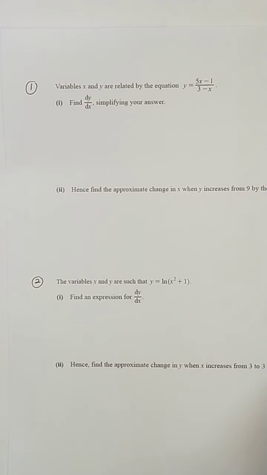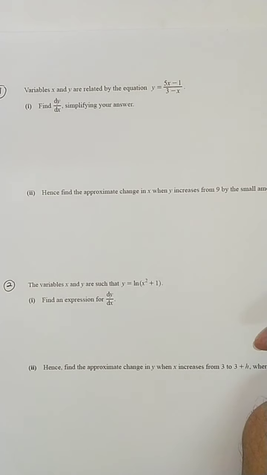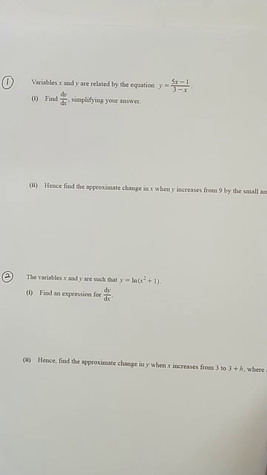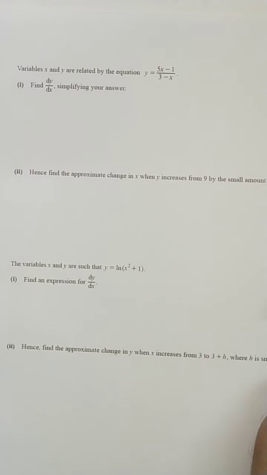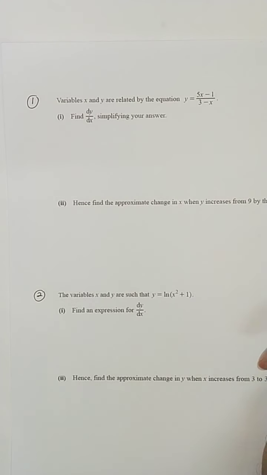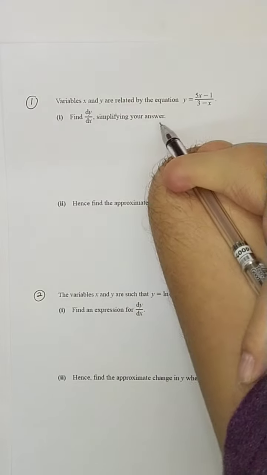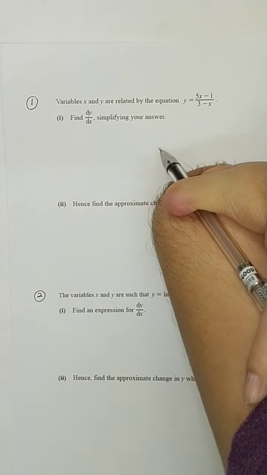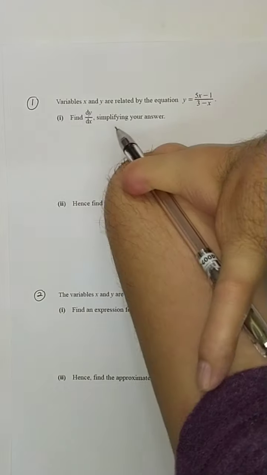Question number 1. It says that variables x and y are related by the equation y equals 5x minus 1 over 3 minus x. Find dy over dx. Second part, hence find the approximate change in x when y increases. Now let's do it step by step, question by question. For question number 1, part 1, let's find dy over dx first.